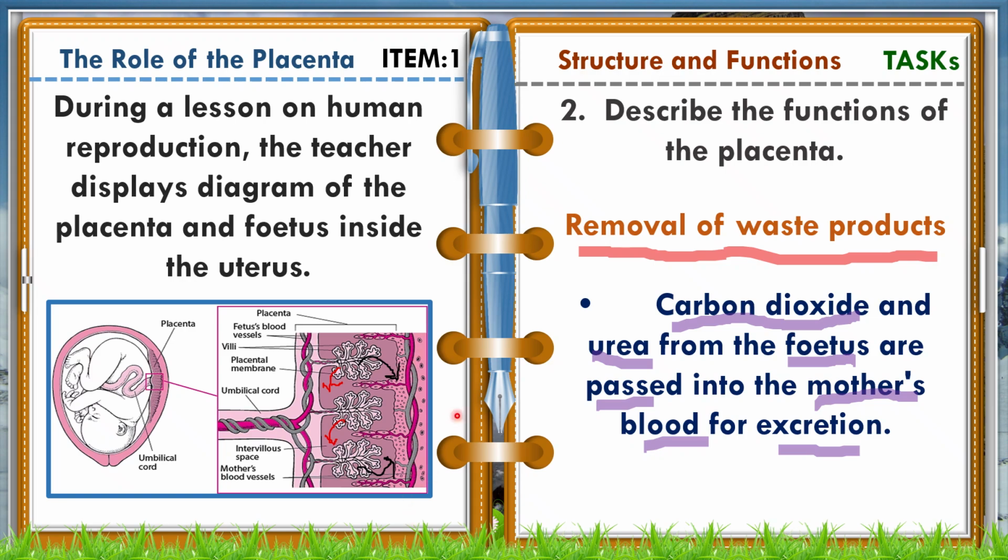So another function of the placenta is to remove waste products. And which waste products are those? That is carbon dioxide and urea, which are coming from the fetus, passing through the umbilical cord, given to the placenta, and the placenta hands them over to the mother's blood. For what? For excretion.